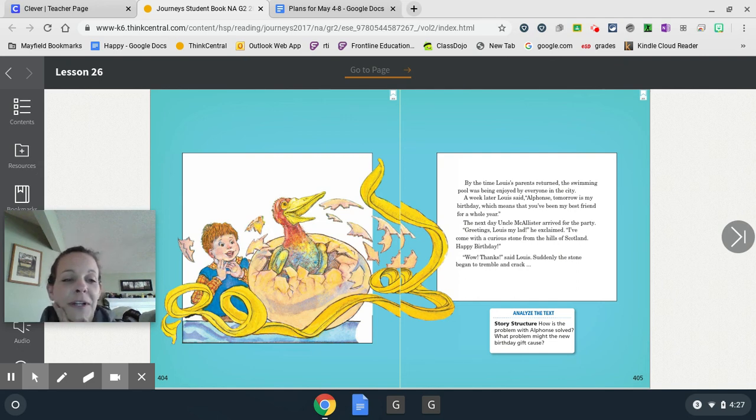All right, friends, we're going to analyze the text again. Let's think about our story structure. How is the problem with Alphonse solved? What problem might the new birthday gift cause?